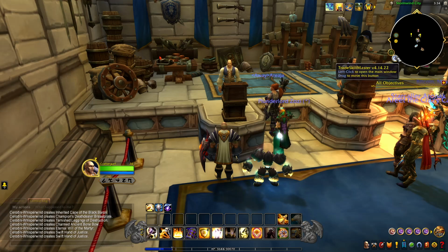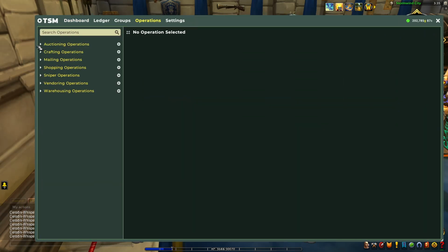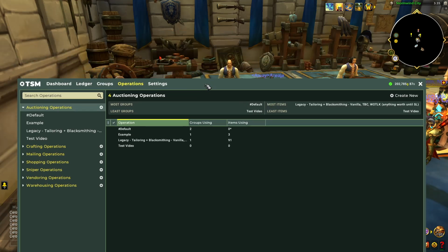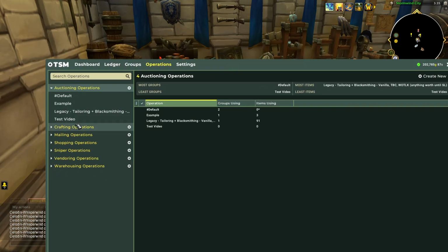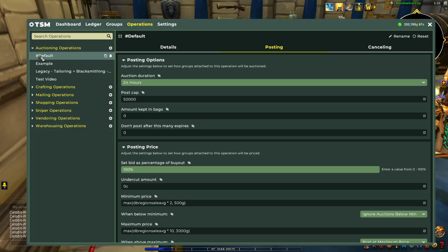And once you have that, in order to get into the auctioning, here, for example, I have some operations for auctioning. The one that works by default is this one, the one with the hashtag default. So let's go through each of the values.